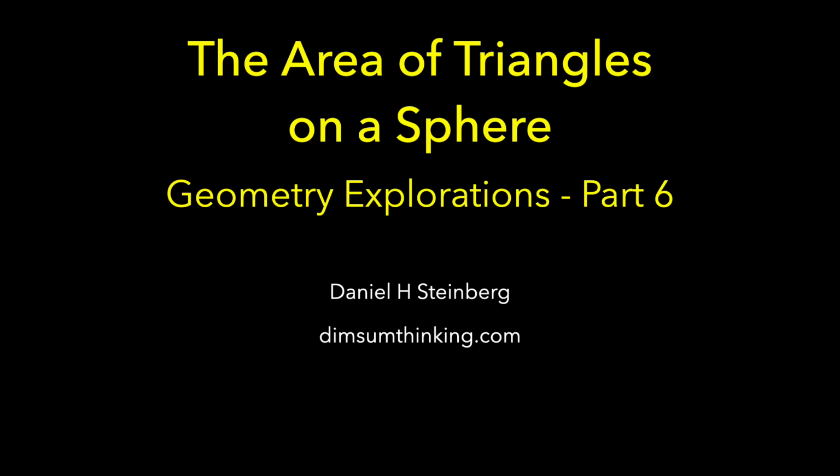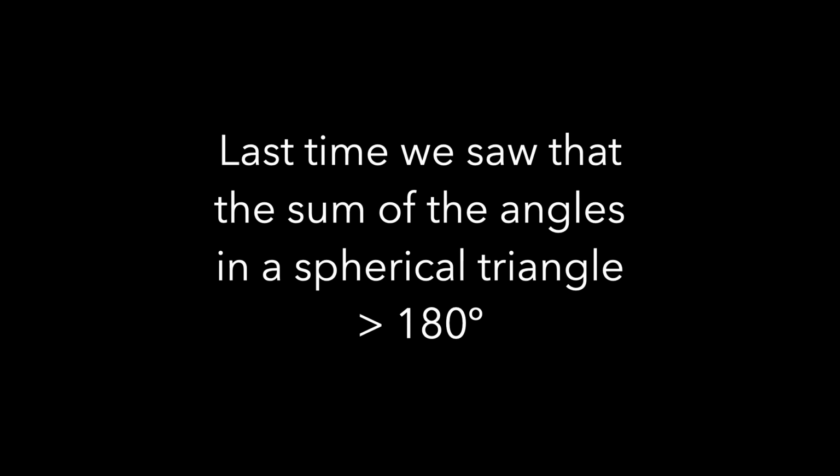This is our final episode in our geometry explorations. This is part 6, in which we look at the area of triangles on a sphere. Last time we saw that the sum of the angles in a spherical triangle is always more than 180 degrees.